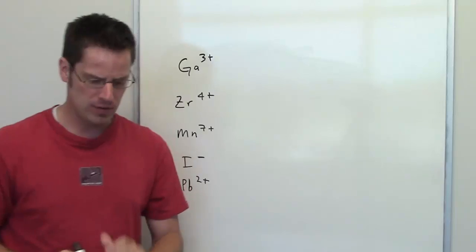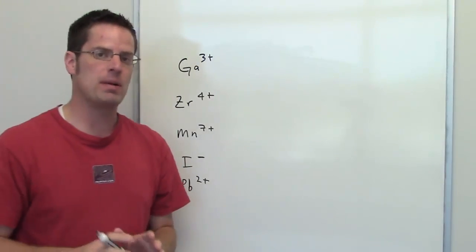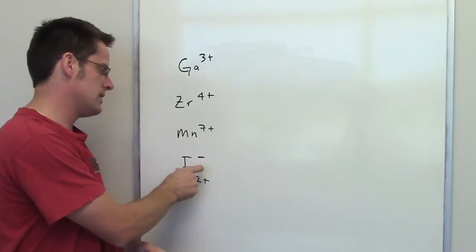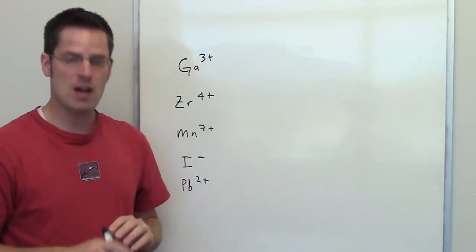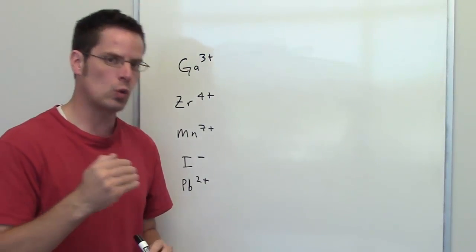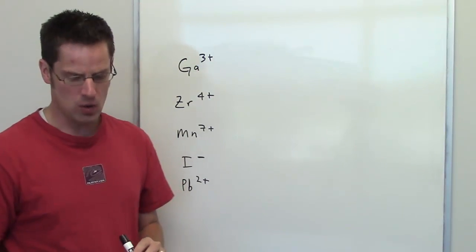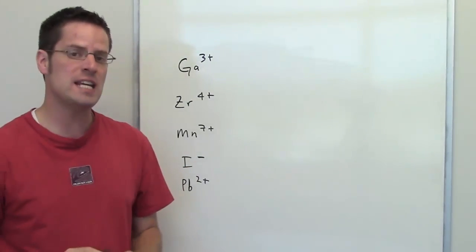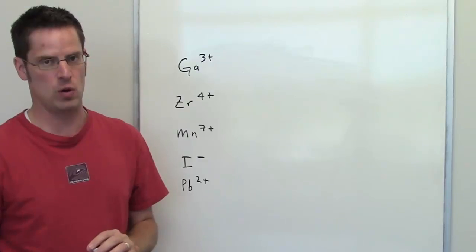Iodine by itself is element number 53 on the periodic table. When it attains one electron to get a -1 charge, it now feels, electronically speaking, like it has shifted one position to the right on the periodic table. So iodide, I-, is isoelectronic with xenon, element number 54.